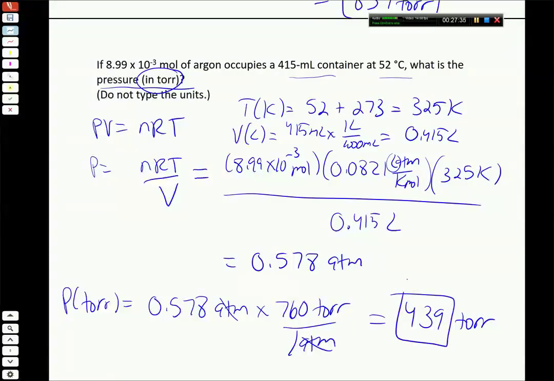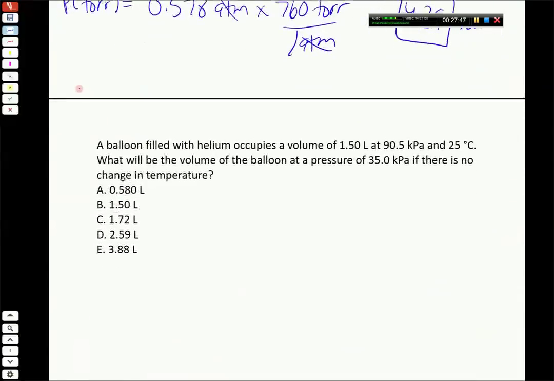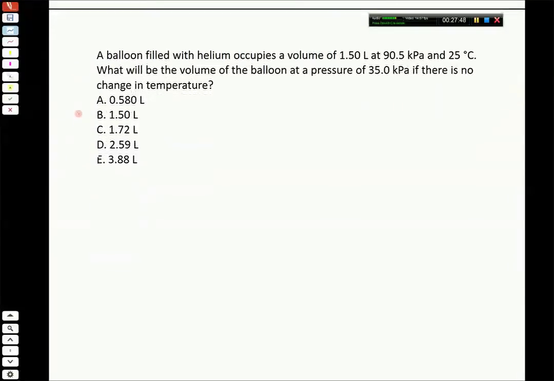Alright, so this is again just using the ideal gas equation to solve for an unknown, where we're going to give you the other three and just have you solve for one of those, either pressure, volume, number of moles, or temperature. Now the more common way that we use the ideal gas equation is going to be represented in these next couple questions, which is where we're changing some of the conditions.